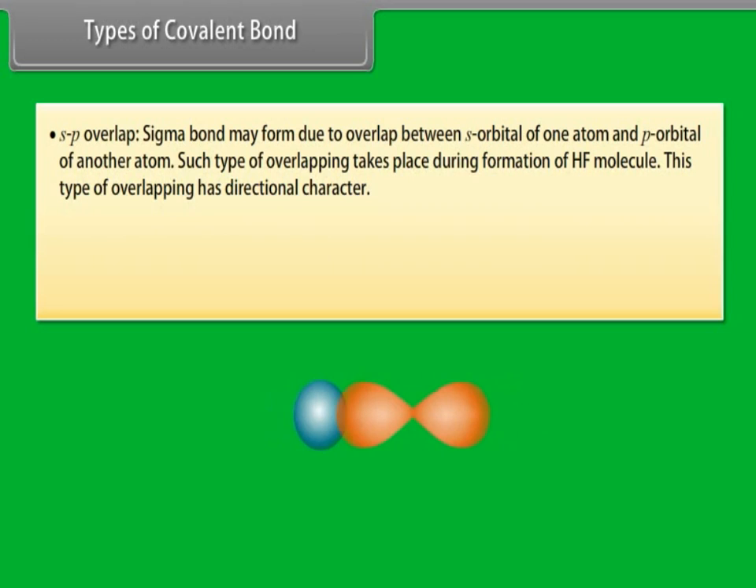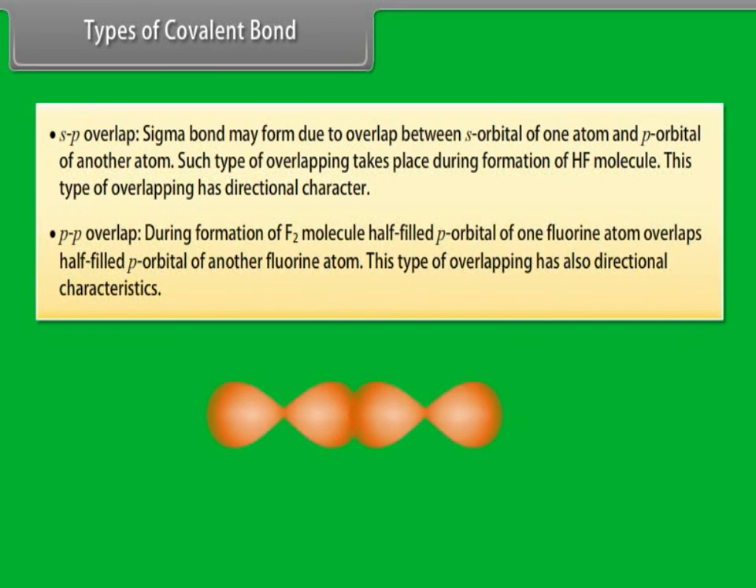s-p overlap. Sigma bond may form due to overlap between s orbital of one atom and p orbital of another atom. Such type of overlapping takes place during formation of HF molecule. This type of overlapping has directional character. p-p overlap. During formation of F2 molecule, half-filled p orbital of one fluorine atom overlaps with half-filled p orbital of another fluorine atom. This type of overlapping has also directional characteristics.